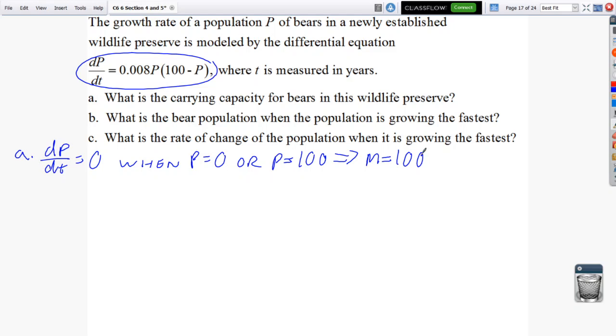What that means is, in this wildlife preserve, the most bears that I can have is 100 bears. So the maximal carrying capacity is 100. I guess I should actually put down bears. I've got to use units. It's a real world application. What is the bear population when the population is growing its fastest? Okay, I remember back. My maximal carrying capacity is 100. My fastest growth rate is at half of m. So fastest population growth.